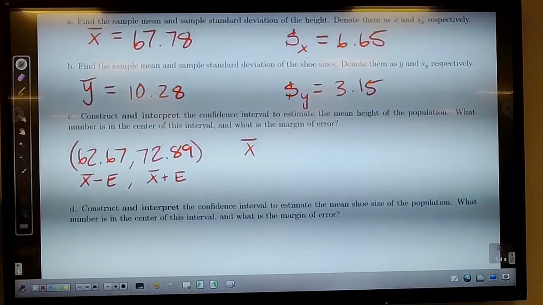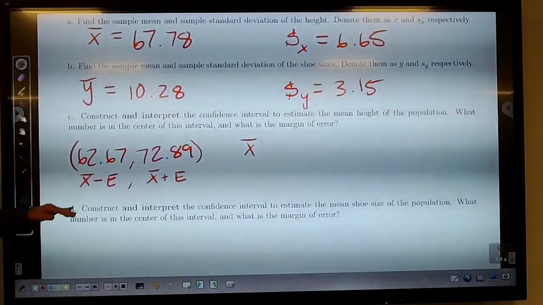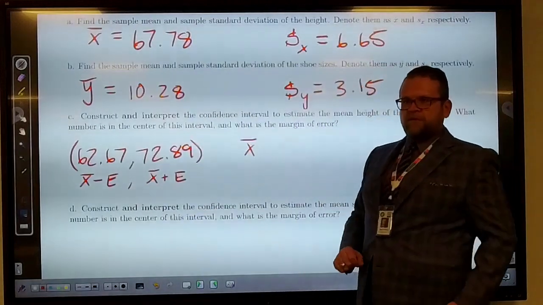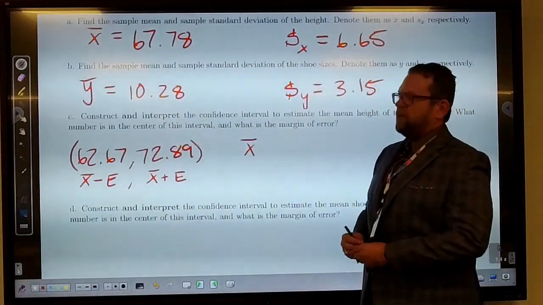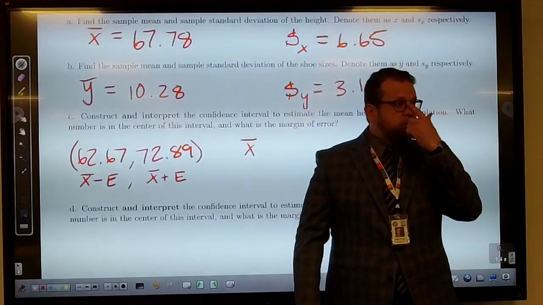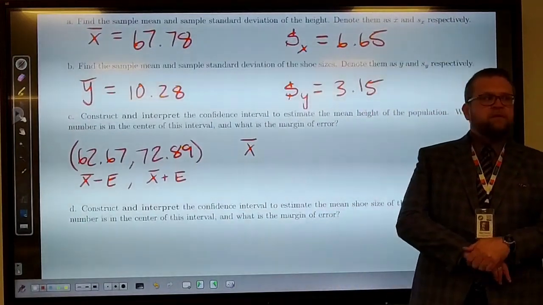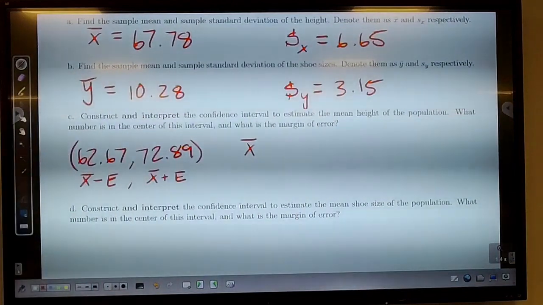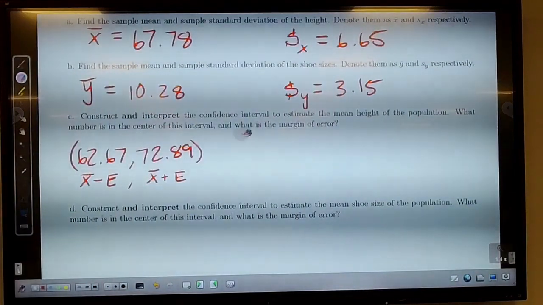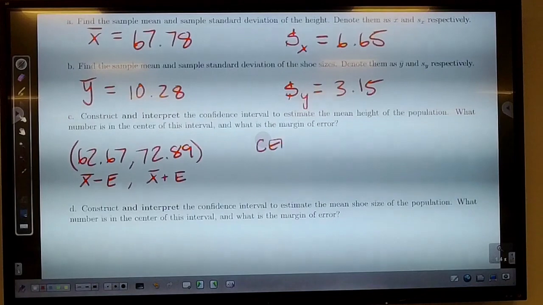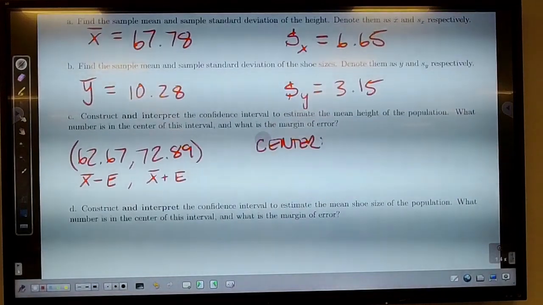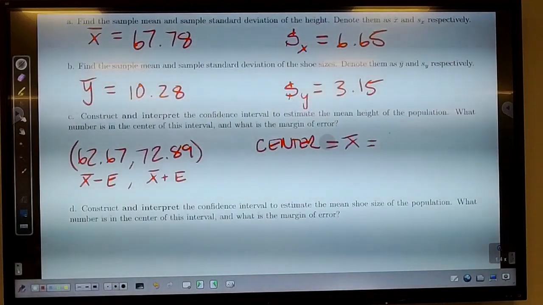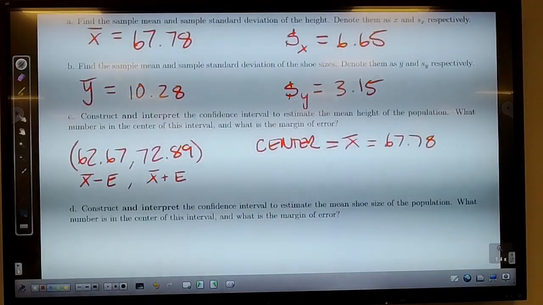You remember doing this? Okay. So we need to tell them what is the number in the center of the interval and what is the margin of error. Well, the number in the center of the interval should be easy. It's X bar. So I'll just say that the center, being X bar, is 67.78.